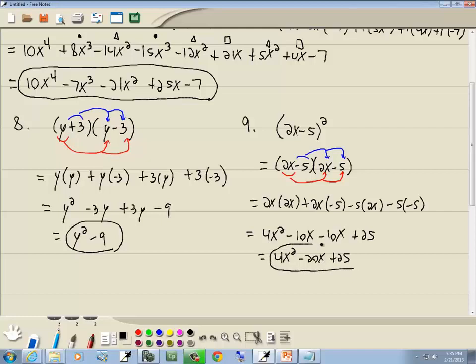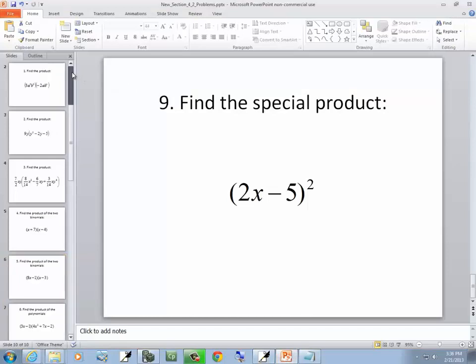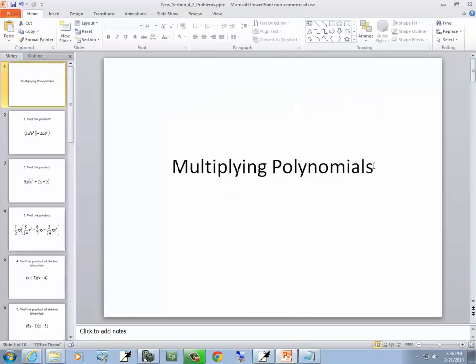And that's our answer. Now this one actually does have a formula. It's not worth memorizing the formula because it's just as easy just to multiply it out like you just saw me do it. Now conjugates will save you time, but trying to memorize the formula for this is not really necessary. And that's the end of that section. So let me go ahead and stop the recorder.